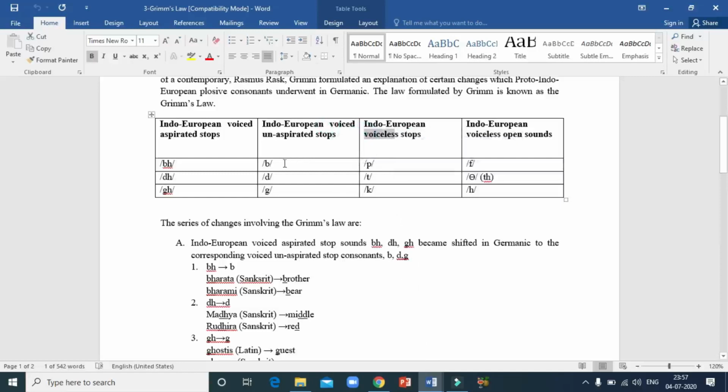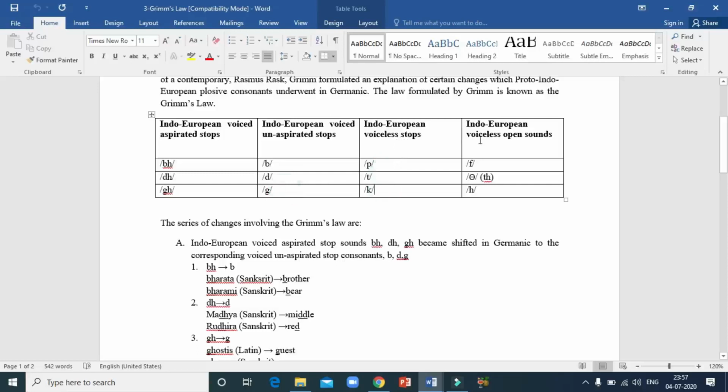Okay, let's look at the second series of changes. B, d, g became p, t, k. So this became corresponding voiceless sounds. Voiceless sounds are sounds during the production of which vocal cords are wide apart, glottis is wide, air passes out of the glottis without much audible friction. So, b, d, g became p, t, k.